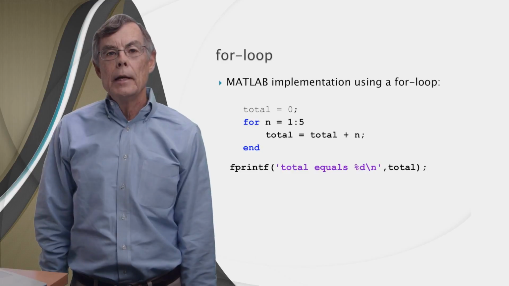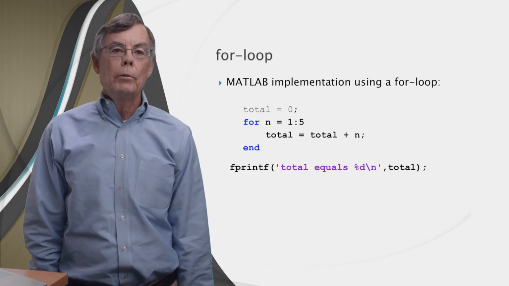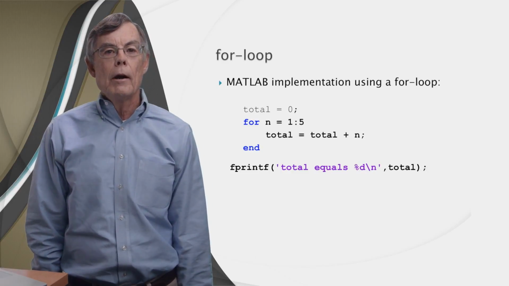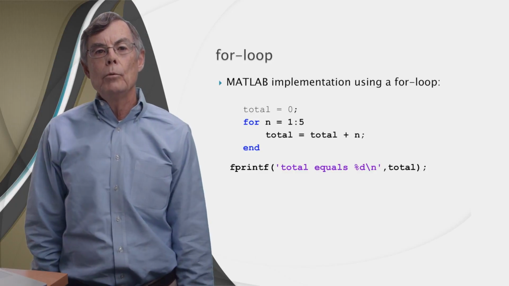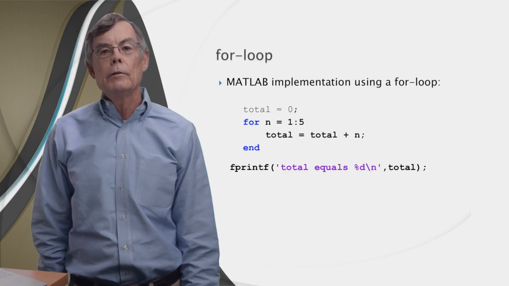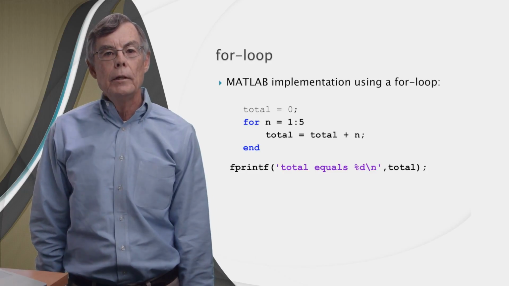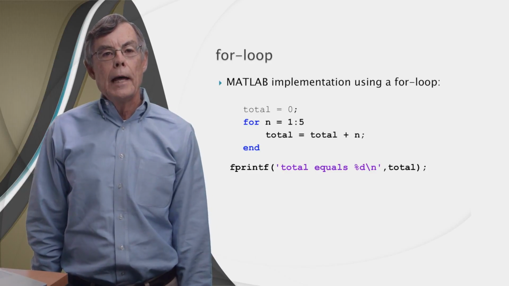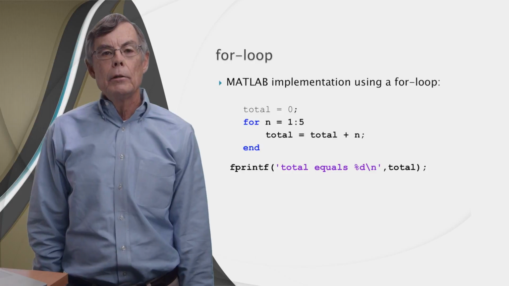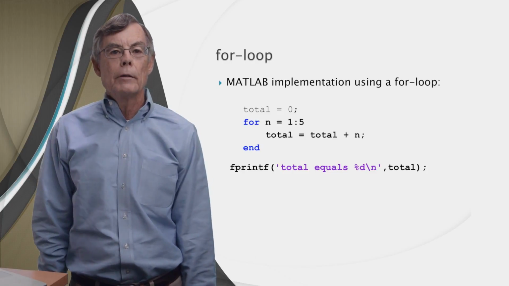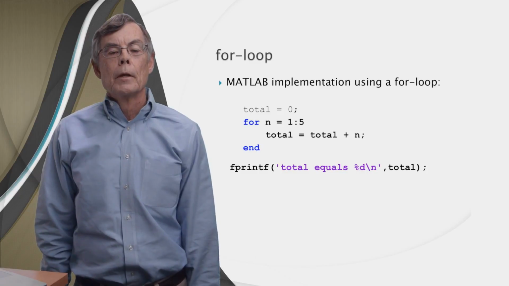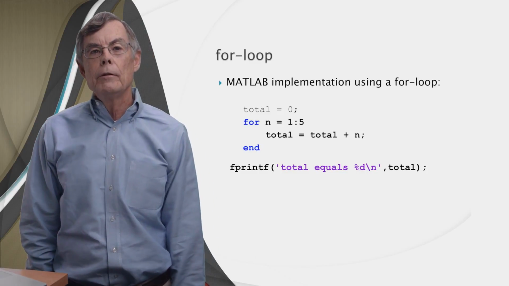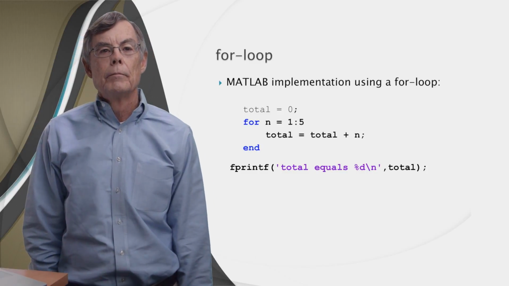At each iteration, n is added to the current value of total. So, just as for our algorithm, total keeps accumulating the sum, becoming equal to 1, then 3, then 6, then 10, and finally 15. Once the last element of the vector is assigned to the loop index and used in the block of code, the loop ends. And then fprintf prints the value of total, which is 15.